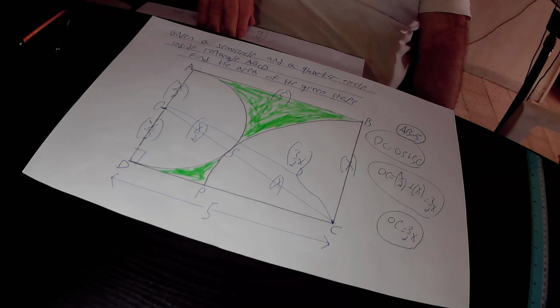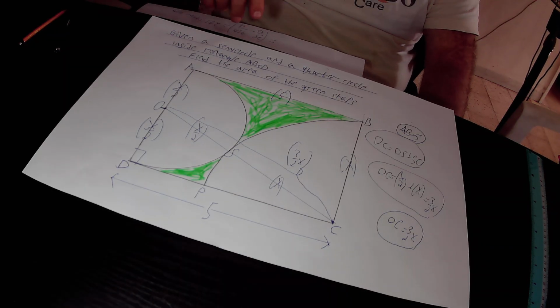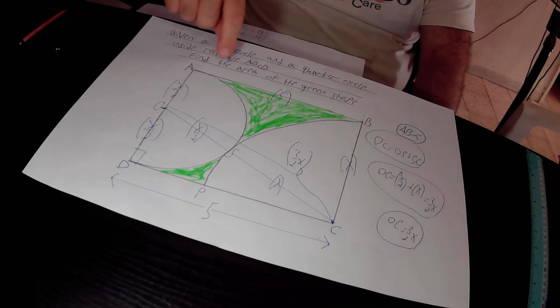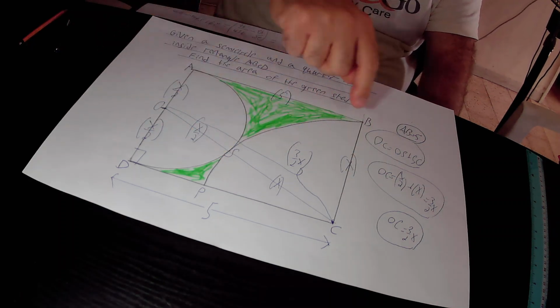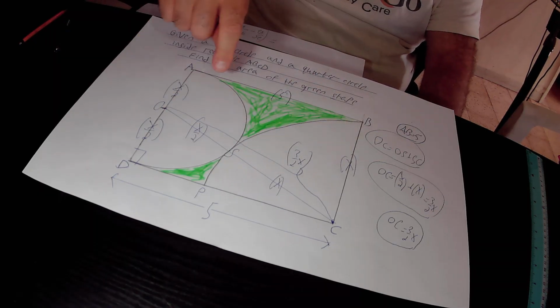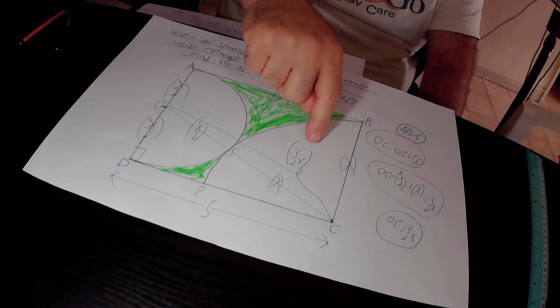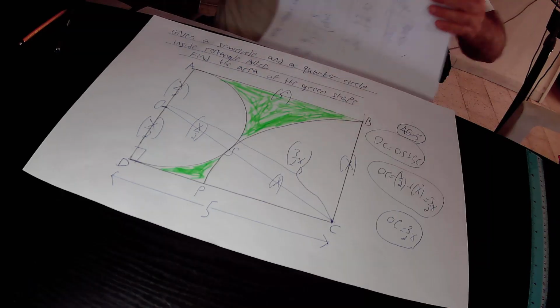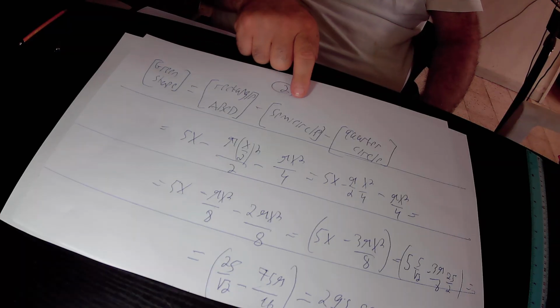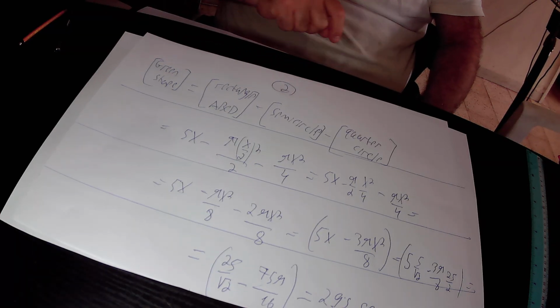From the drawing, it is very easy to see. The area of this green shape equals the area of rectangle ABCD minus the area of this semicircle minus the area of this quarter circle. Again, the area of the green shape in total equals the area of rectangle ABCD minus the area of the semicircle minus the area of the quarter circle.